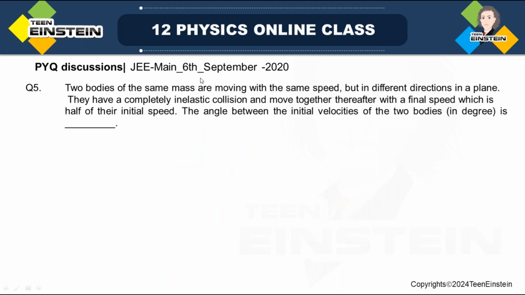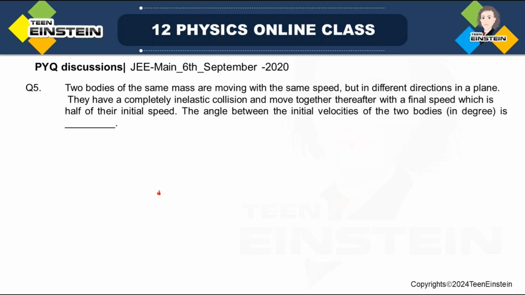Now I think there is one more problem here to solve, then we'll complete this 6th September paper, first shift. Second shift we will take up tomorrow. This question says two bodies of the same mass are moving with the same speed in different directions in a plane.